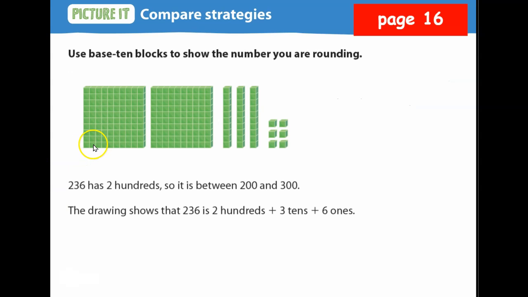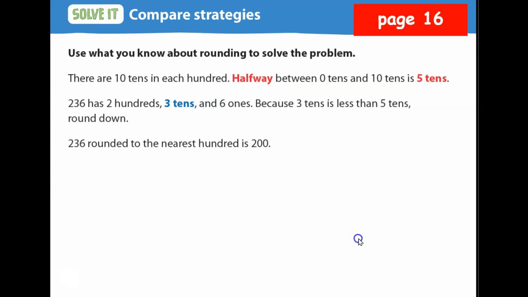Okay, there are 10 tens in each hundred. See, there's 1, 2, 3, 4, 5, 6, 7, 8, 9, 10. So there's 10 of these in each hundred, okay? Okay, so halfway between 0 and 10 is 5 tens. So 236 has 2 hundreds with 3 tens and 6 ones because 3 tens is less than 5 tens. So 236 rounded to the nearest hundreds is 200.